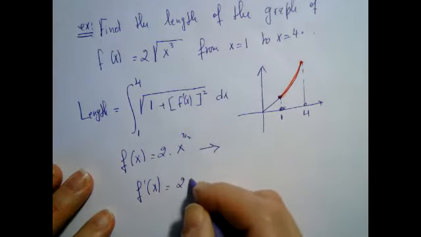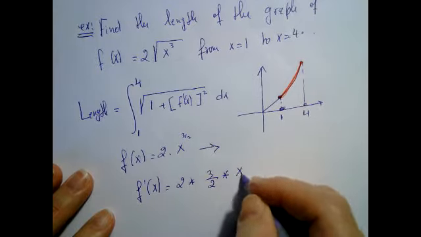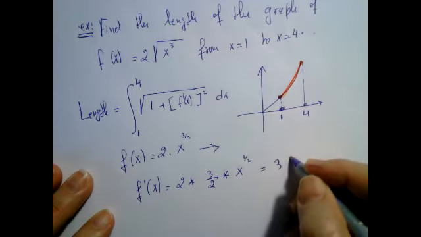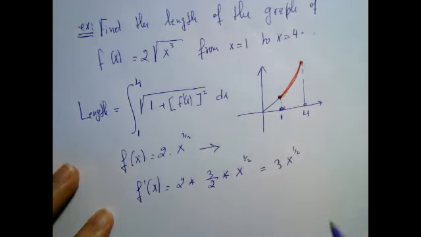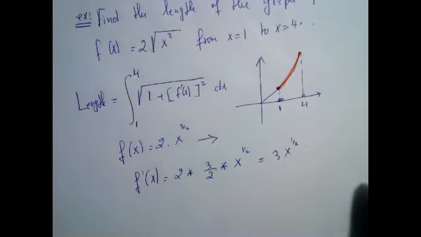It's 2 times 3/2 times x to the 3/2 minus 1. So that's 3x to the power 1/2. And now we plug it in. So we first find the derivative on the side, and then we plug it in.